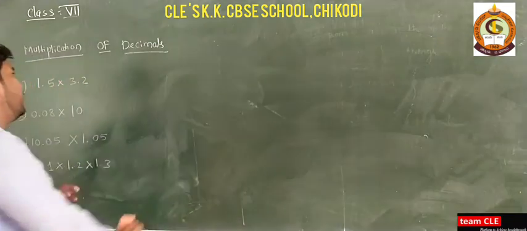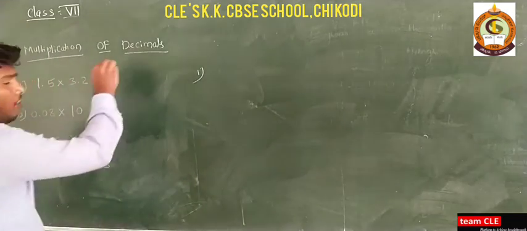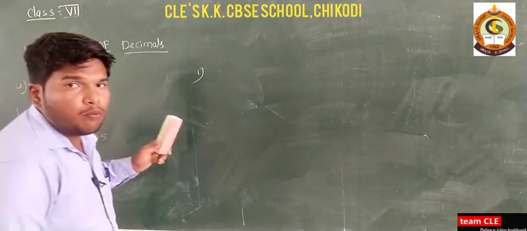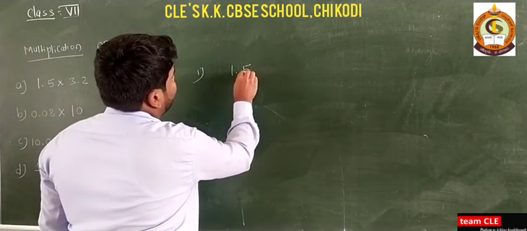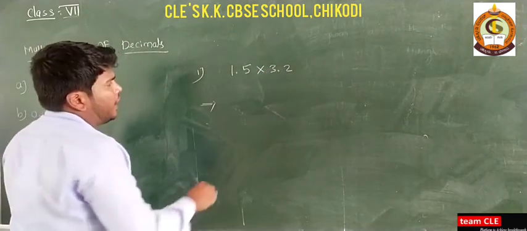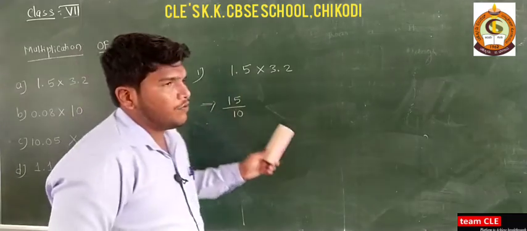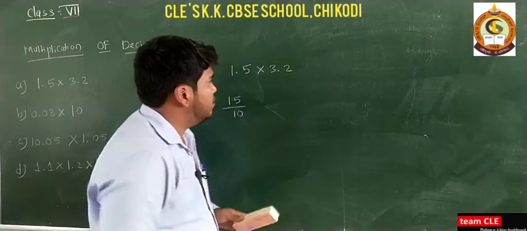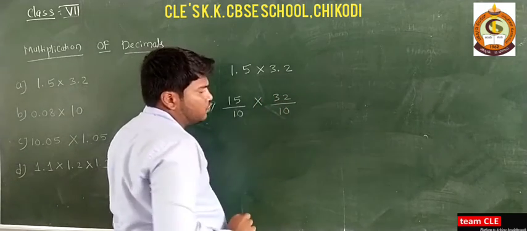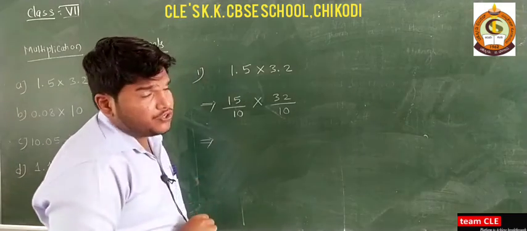Dear students, look here: the first question in the multiplication of decimals is 1.5 into 3.2. First, convert the decimals into the form of fractions. We can write 1.5 as 15 by 10, and 3.2 as 32 by 10. Now it is very easy to solve the multiplication of decimals.